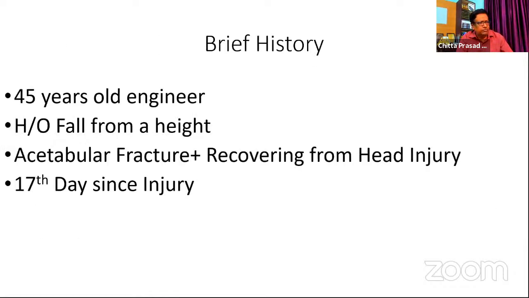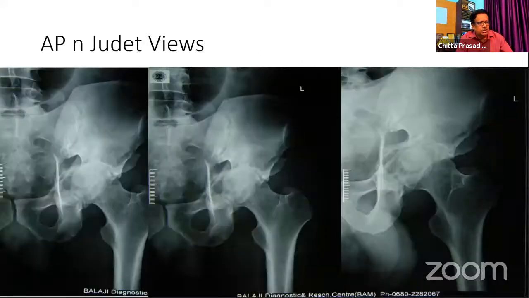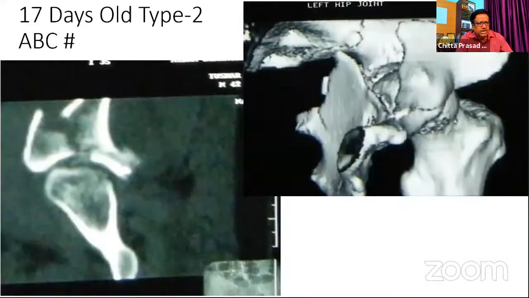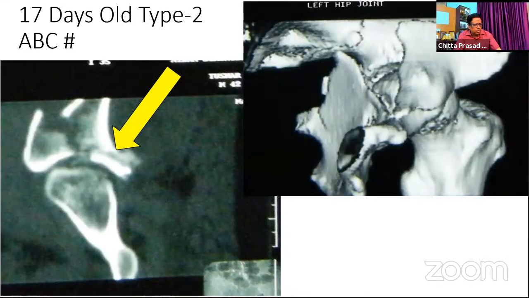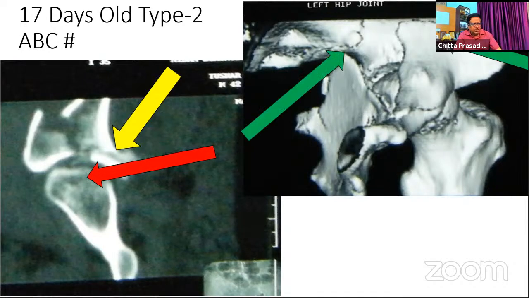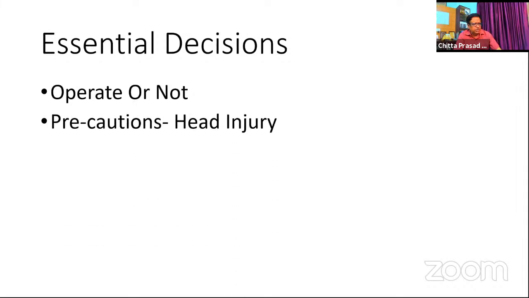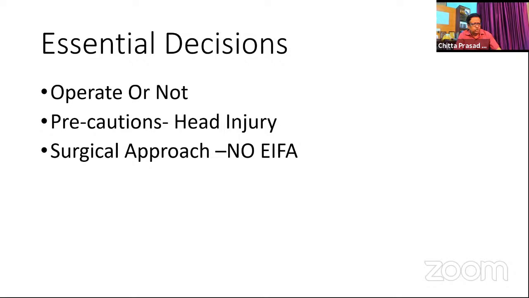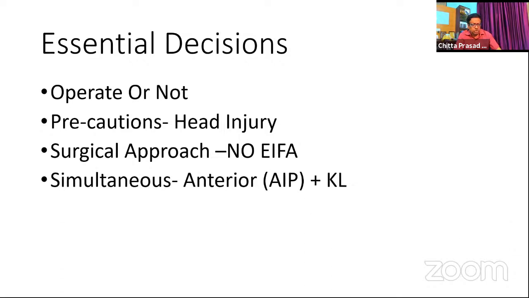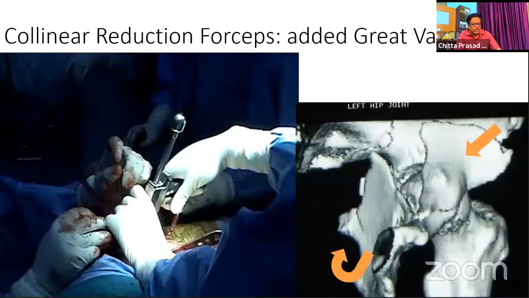This is again a 45-year-old engineer, fall from a height, and he had a closed head injury, which stopped me from doing EIFA. This is a late presentation. You can see this looks completely malunited. I had a big struggle. This is a low ABC and articular block. There was the decision whether to operate or not, because he was not a compliant patient, head injury, surgical approach, no EIFA. So we decided to do AIP and Kocher-Langenbeck.